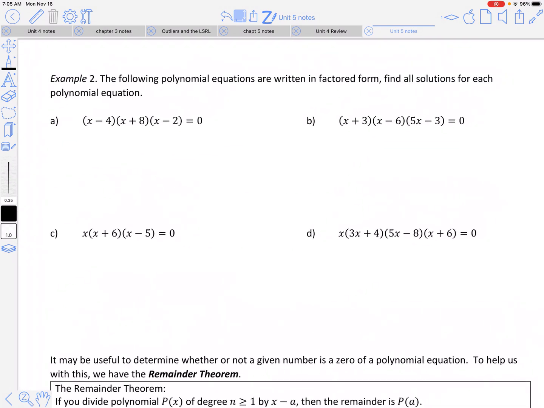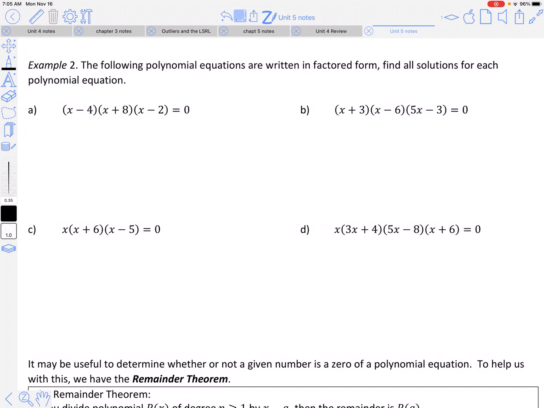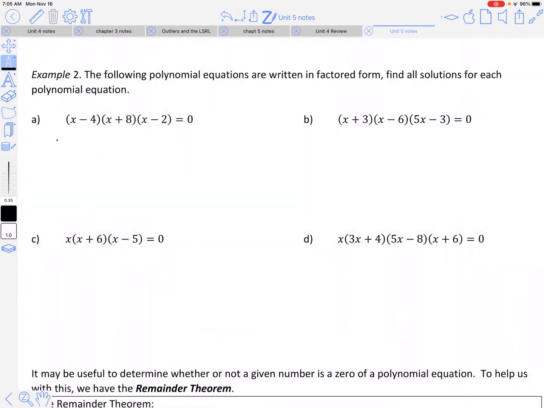Lots of reading today. So the following polynomial equations are written in factored form. Find all solutions. Okay, because they're multiplying and equals 0, one or all of them could be 0. Remember the zero product property. So we set one or all of them equal to 0. Okay, so we're going to add 4. What we do to one side, we have to do to the other. We're going to subtract 8. What we do to one side, we have to do to the other. We are going to add 2. What we do to one side, we do to the other.